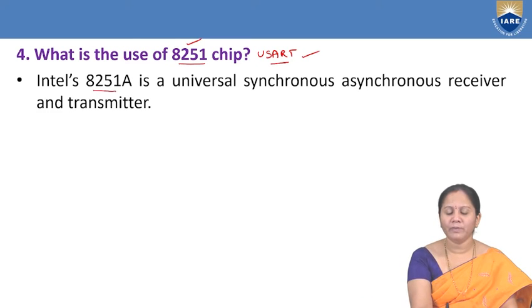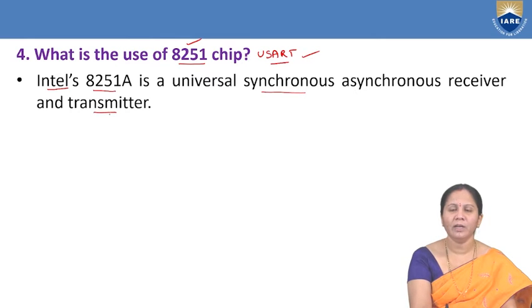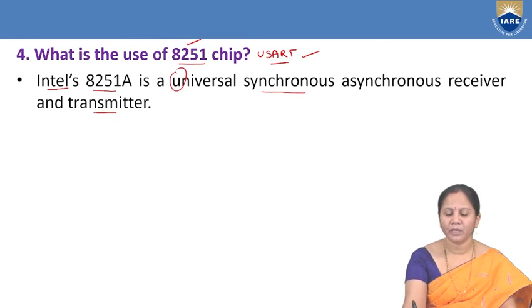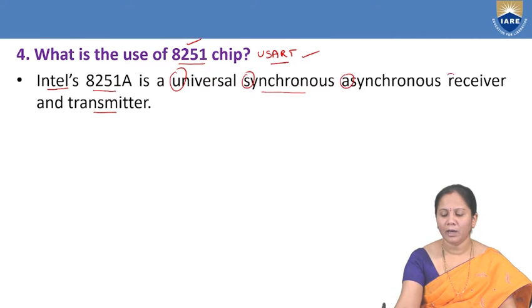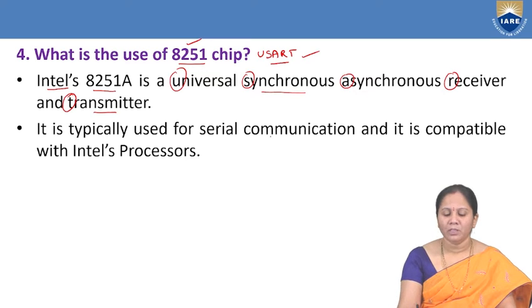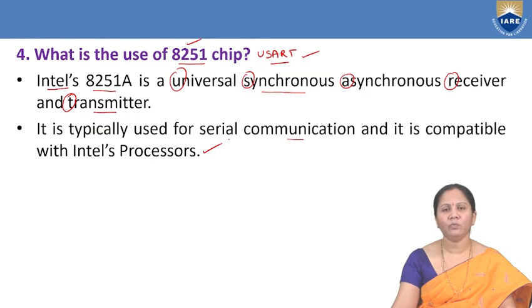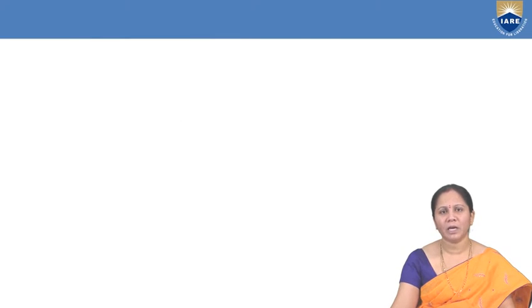This 8251 IC is an Intel device, so this Intel 8251 is a universal synchronous asynchronous receiver and transmitter, USART. This 8251 IC is used for serial communication and it is compatible with Intel processors. This 8251 IC is also a compatible IC. We can use this 8251 with other processors also, not only with the 8086.